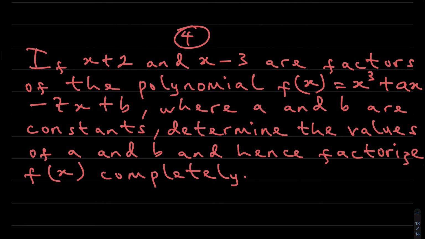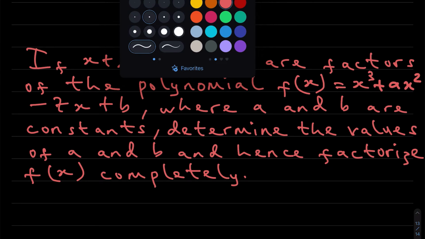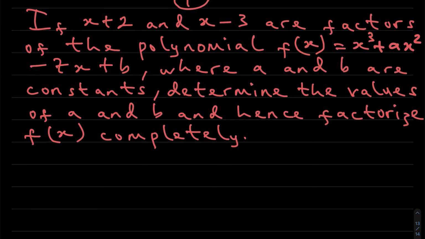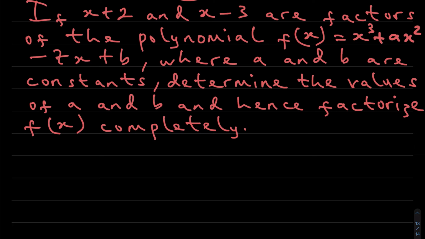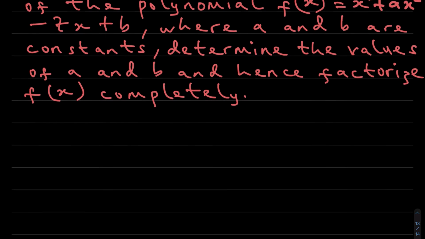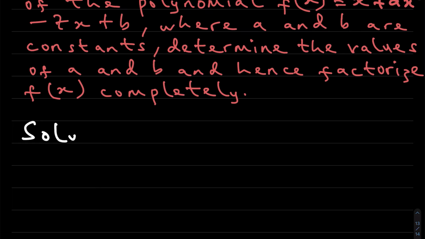Now, if x plus 2 and x minus 3 are factors of the polynomial f of x equals x cubed plus ax squared minus 7x plus b, where a and b are constants, determine the values of a and b, and hence factorize f of x completely. This is similar to what we just did.